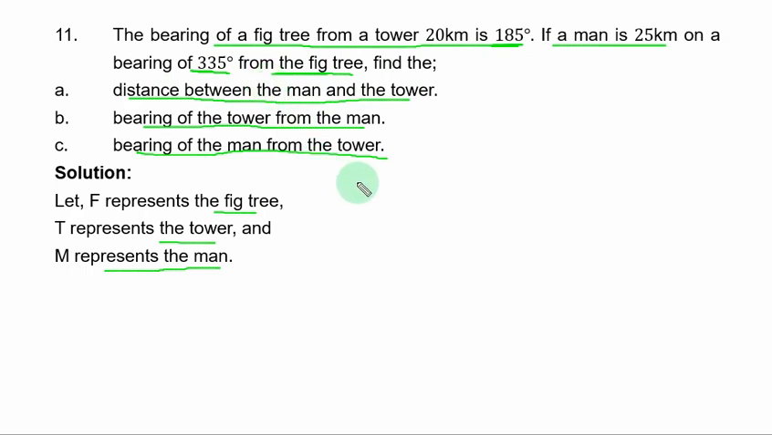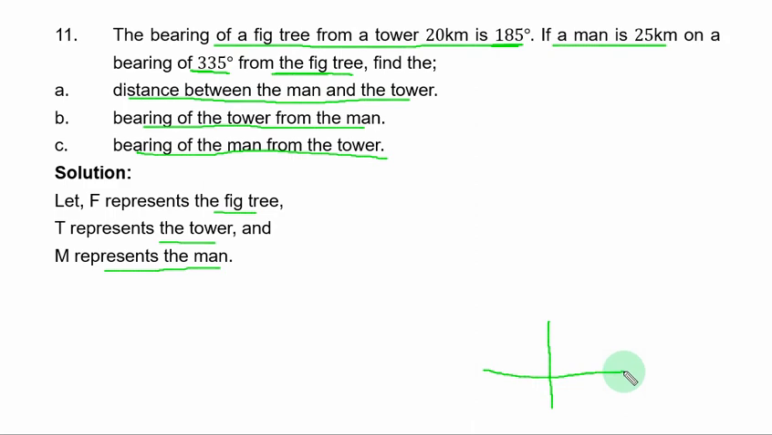If you decide to locate the fig tree somewhere here, it means you will have the man towards this direction. So if the fig tree is too close to the left margin of your writing material, it means you are going to locate the man outside your writing material. So let's have the fig tree somewhere here.